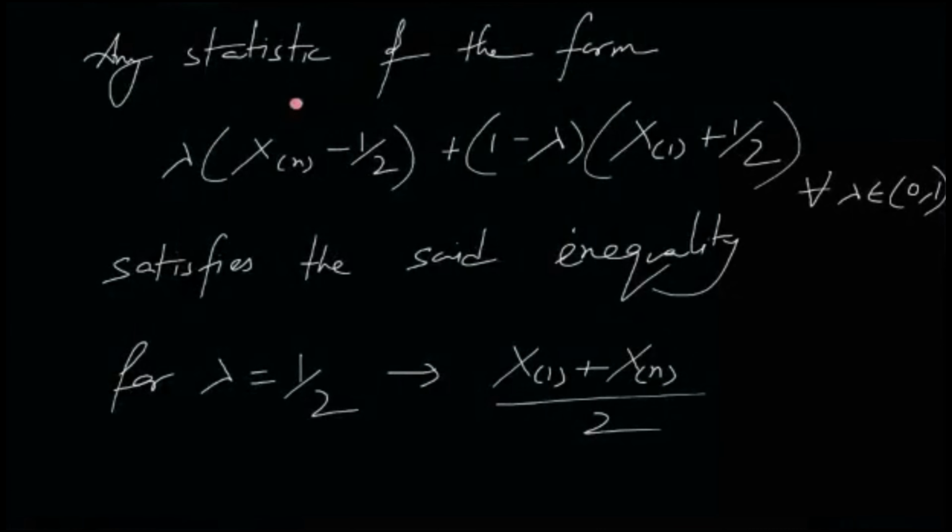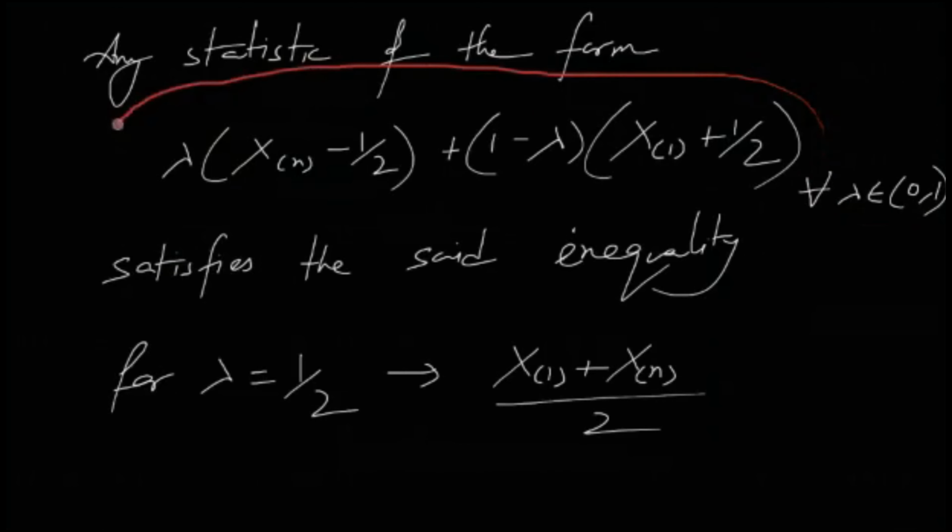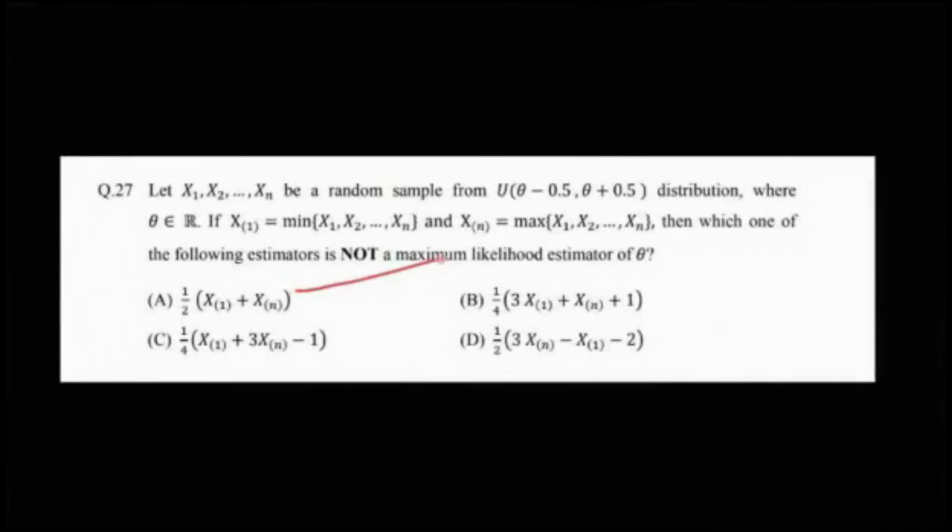Therefore, any statistic of the form lambda times (X order n minus half) plus (1 minus lambda) times (X order 1 plus half), for all lambda belonging to the open interval 0 to 1, satisfies the said inequality. If you put any real number lambda in this interval, a statistic of this form can be considered as an MLE. You can easily check that. Now, for lambda equals half, it is X order 1 plus X order n by 2. Just get back to the question. So this is an MLE, so this is not the answer.